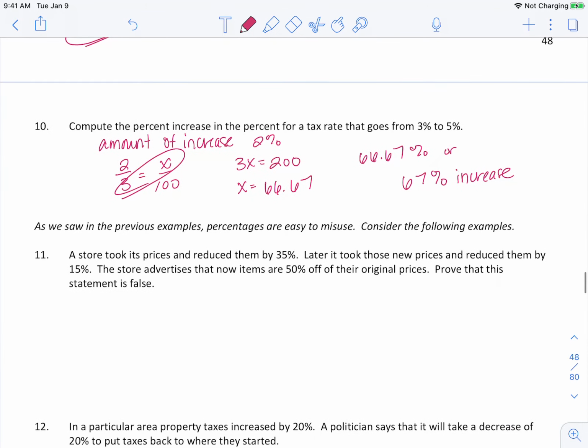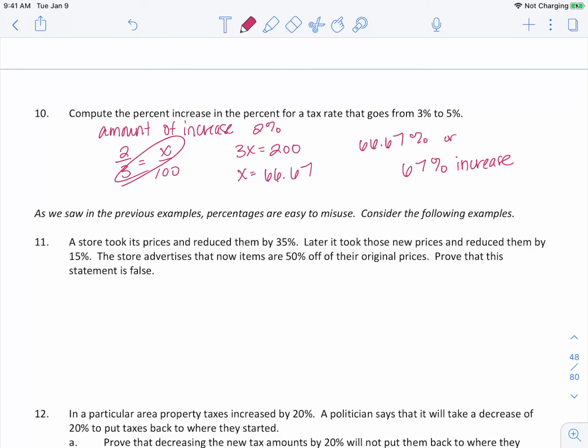All right. As we saw in the previous examples, percentages are easy to misuse. Consider the following examples. A store took its prices and reduced them by 35%. Later, it took those new prices and reduced them by 15%. The store advertises that now items are 50% off their original prices. Prove that this statement is false.